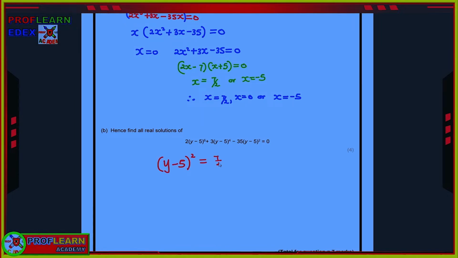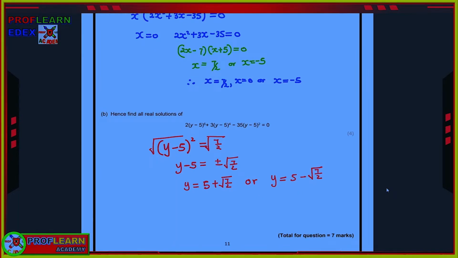So we can say y minus 5 squared is equal to the value of x. So we can equate y minus 5 squared to the x value that we got in the previous section, so that we can get the y value. Our y value will equal 5 plus 7 over 2, or y equals 5 minus 7 over 2. Or we can say also y minus 5 squared is equal to 0. So also our y is going to be 5.